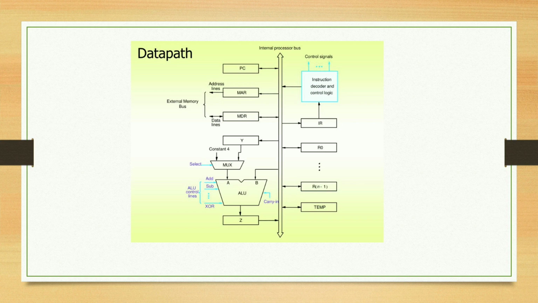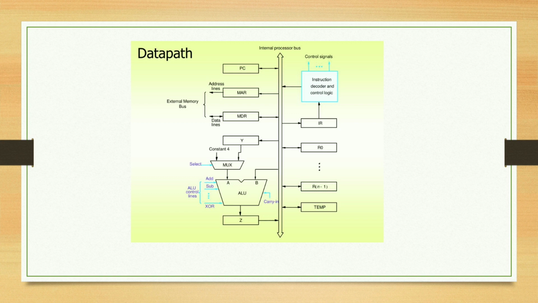Now let us understand the flowchart. Initially, the program counter PC is loaded with the address of the first instruction in the program and the signal counter is cleared to 0. The contents of PC are loaded to MAR and a read request is sent to memory. The value of the constant is added to the operand and the result is stored in Z.